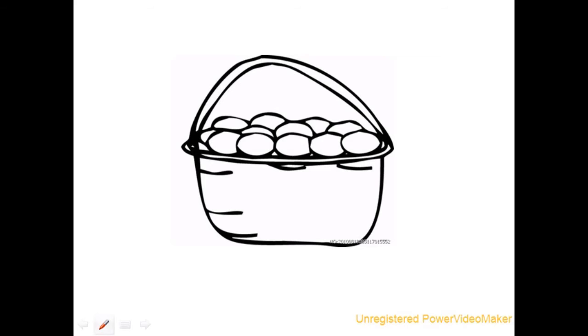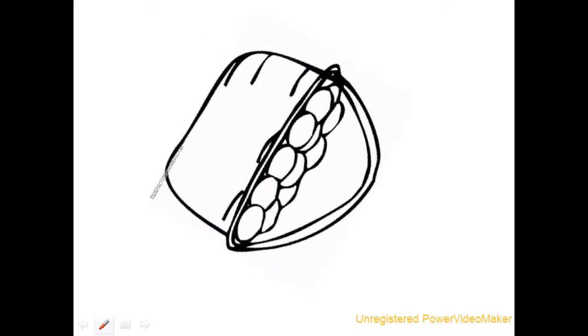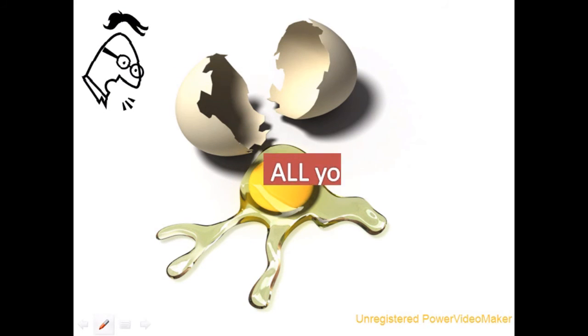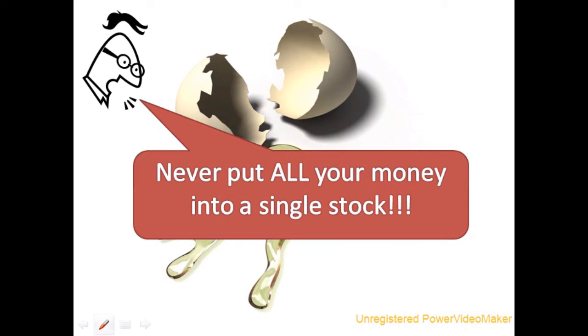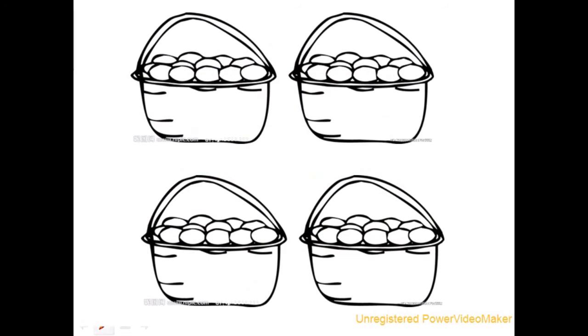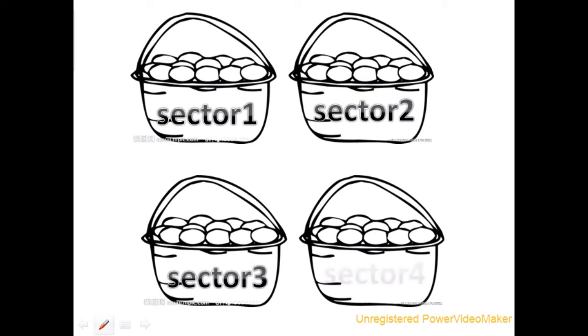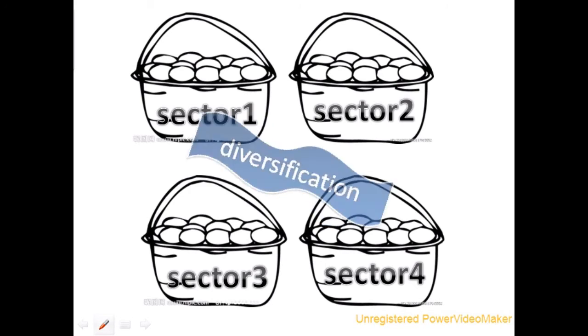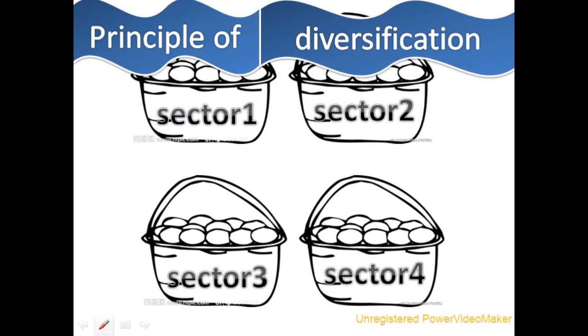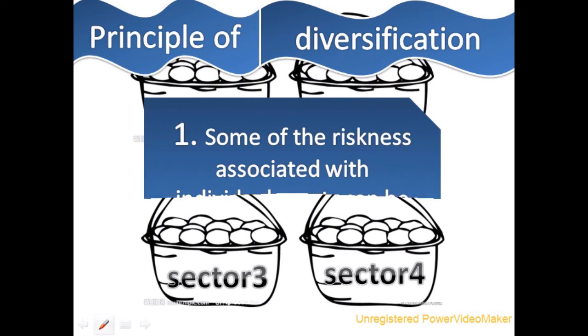As an old Chinese saying goes, don't put all the eggs into one basket, or they all break. Ouch! Don't put all your money into an individual stock. Now we put our money into different baskets, which are the different asset sectors. We call this kind of investment diversification. Much safer now, and this is the first point of the principle of diversification.